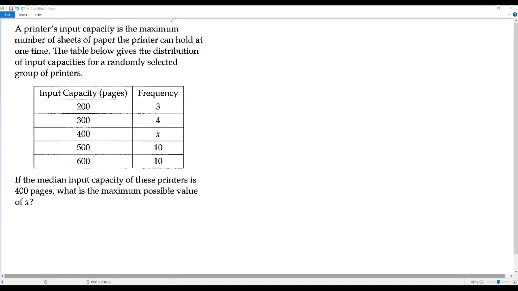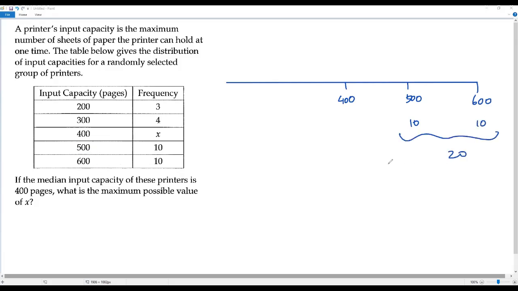Okay, now first let me draw a number line where we have the input capacity in pages. Since 400 is the median, we have to write 400 at the middle. Okay, so here we have 500, and here we have 600, and there are 10 printers with the input capacity of 500 each. So here we have 10 printers. At 600 also we have 10 printers. So totally we have 20 printers over here with the input capacities of 500 and 600.